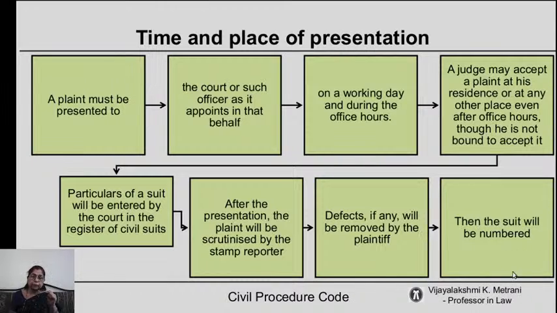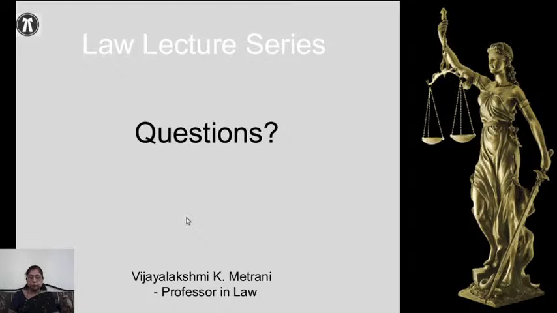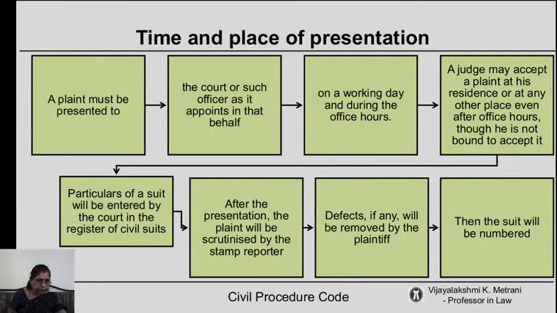Then the suit will be numbered. After all this checkup is done, it will be given a number. For example, OS number 451 of 2020, like that. The number will be given to the suit, and that number will be notified to that person. Okay. So this is the way of the time, the particulars which have to be given. There is one more thing which it says: every plaint must contain necessary particulars. Order 4 Rule 2 says that every plaint must contain necessary particulars.